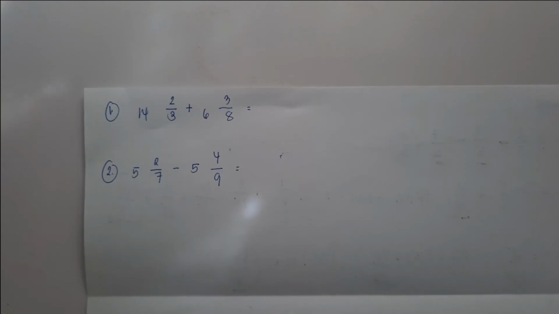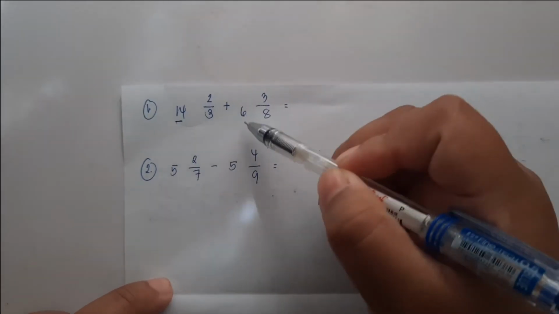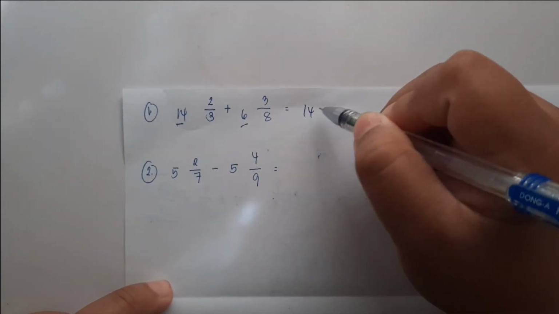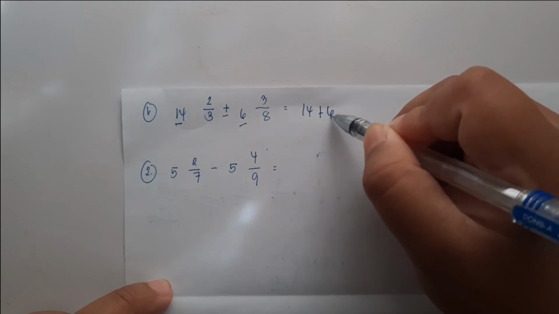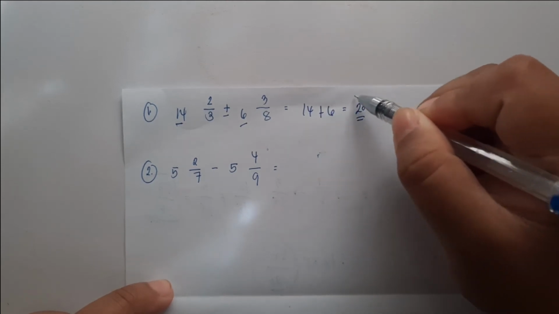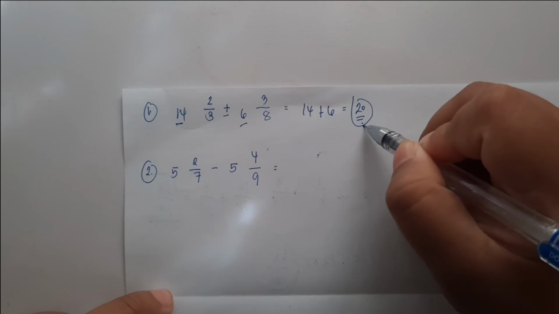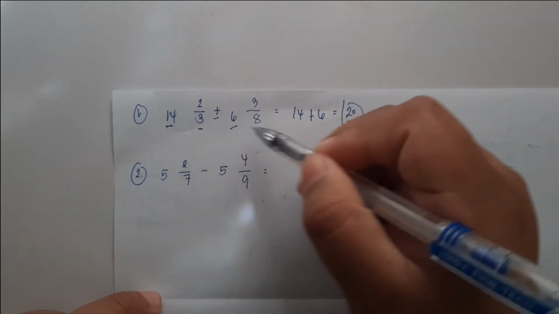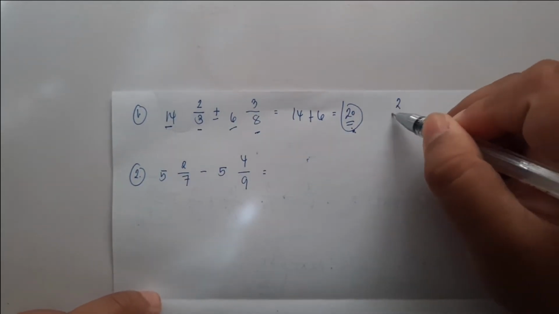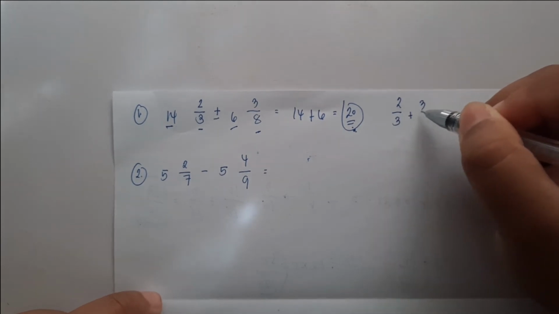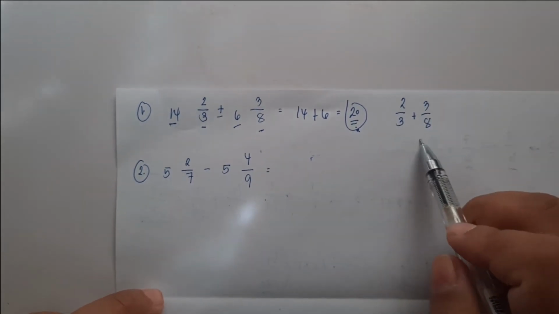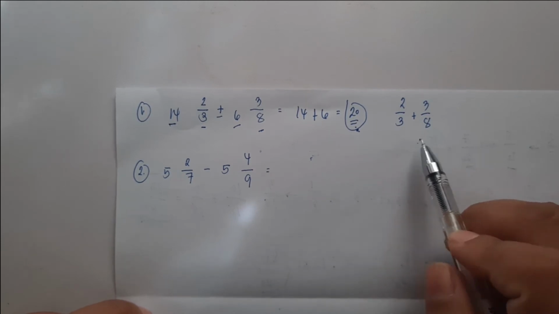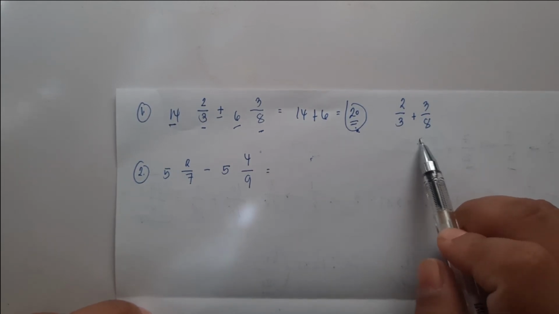Okay, so when it comes to mixed numbers, what are you going to do first? First is to add or subtract the integer parts. So we have 14 and 6. 14 plus 6 is equal to 20. So nanatadaan 20 nga integer nga part. So next, we will proceed with the fraction nga part. 2/3 and 3/8. Can we add them right away? Dili. Why? Because they are dissimilar fractions.